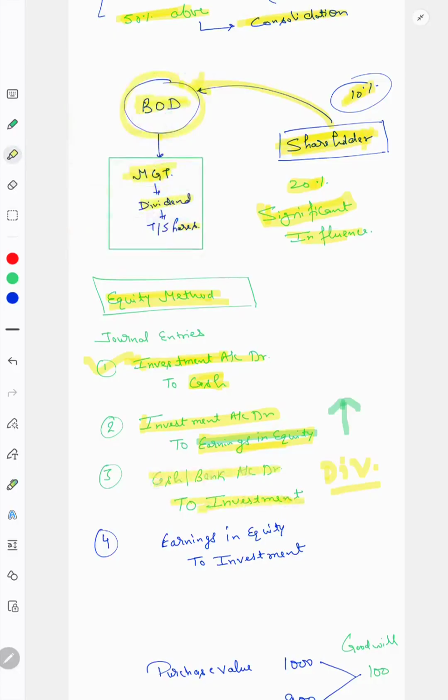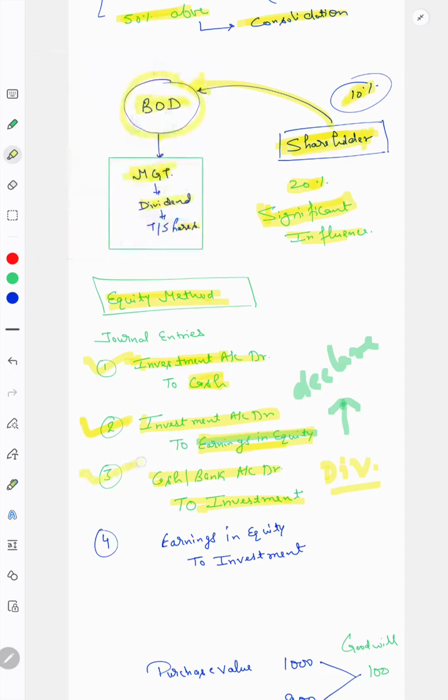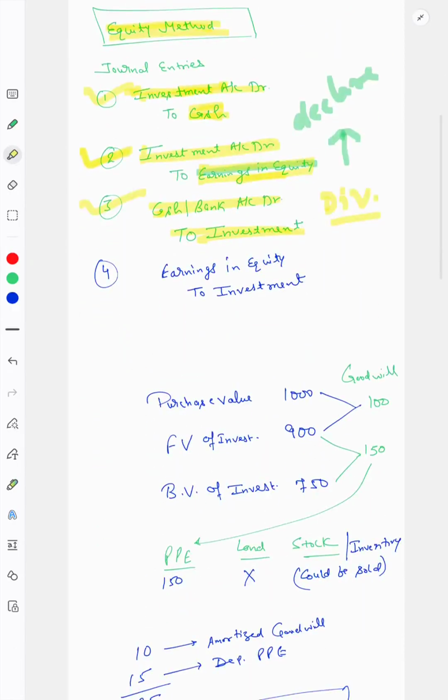Okay, and debit the cash at the time of receiving the dividend. So again, the second entry will post when the company declares a profit. This is when the company declares the profit. Not at that time, but when we receive it, we pass the third entry: cash account debit to investment.